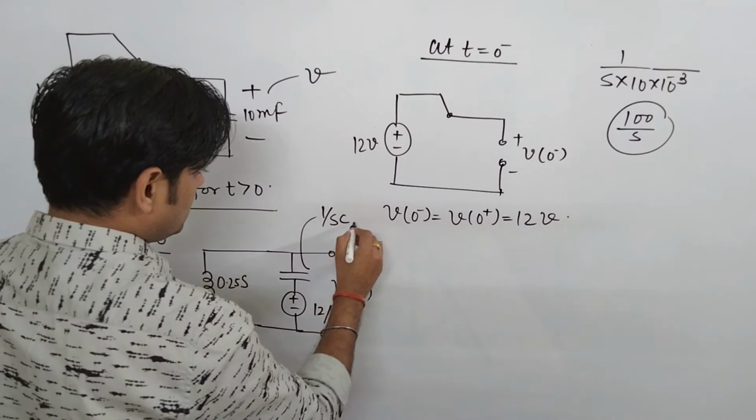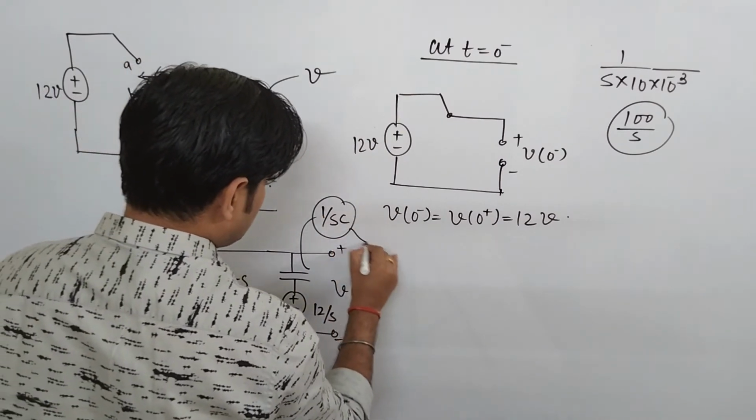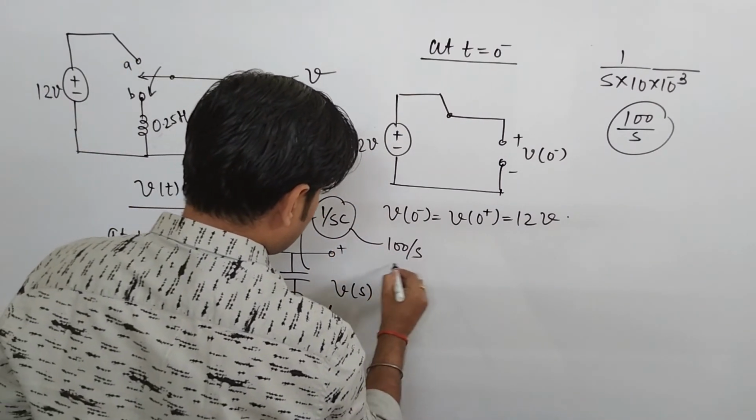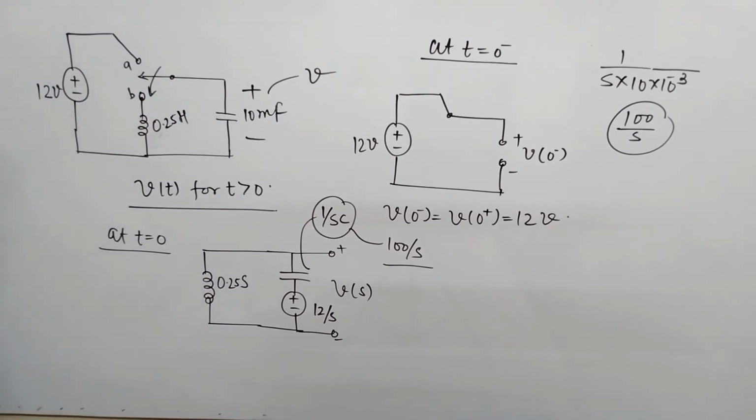So this value is basically 100 by S. And now you have to find the value of Vs. Simply you can find it by applying KCL.